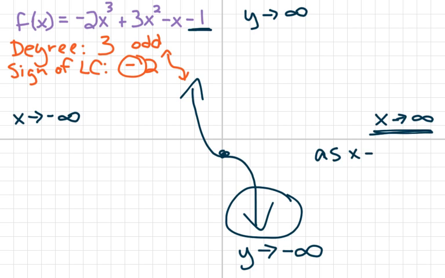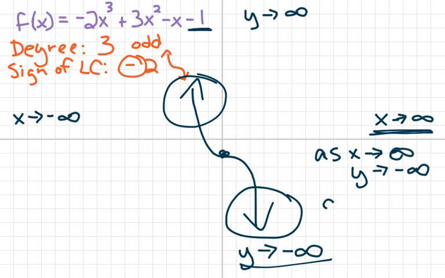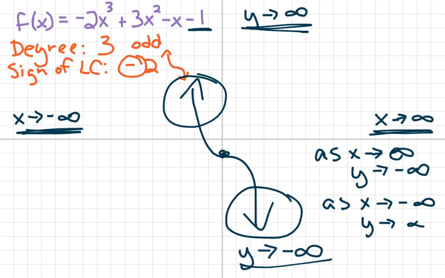So my right side, as x approaches positive infinity, y approaches negative infinity. And my left side, as x approaches negative infinity, y is approaching positive infinity. Okay, pause if you need to get your head wrapped around that. I may have done that a little quickly. When you're finished, hit play again, and let's do another example.